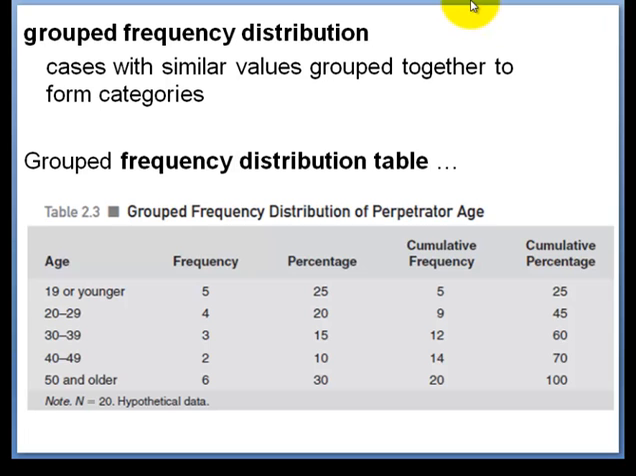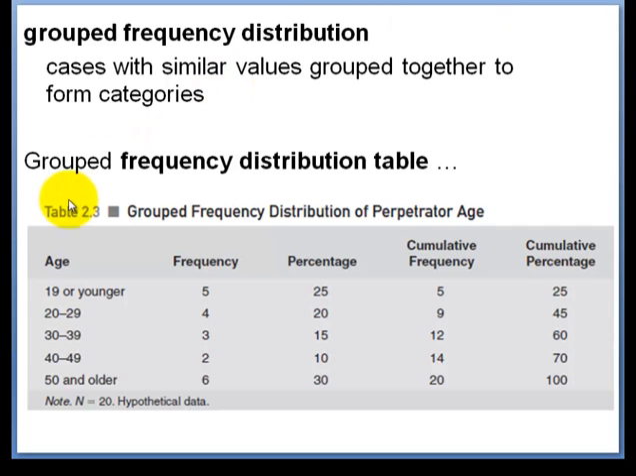A grouped frequency distribution groups together cases that have similar values. So it's different from a frequency distribution per se, in that in a frequency distribution, the cases that go together have the same values rather than simply similar values. This is a fuzzy distinction.